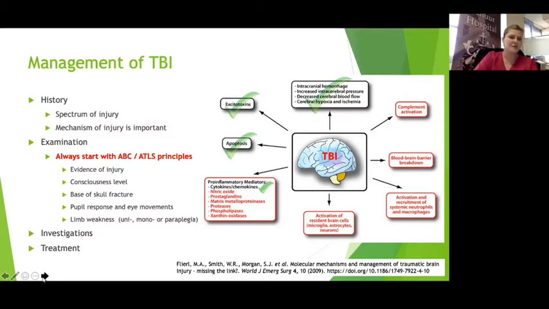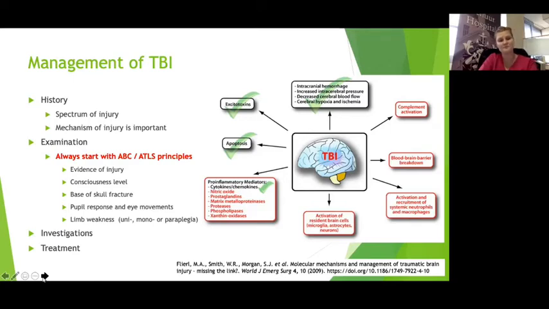It's important to still go through a proper examination for these patients, and the ABC or ATLS principles still hold. We'll talk a lot in this talk about preventing secondary brain injury. You can't even start to try and prevent secondary brain injury if you don't do your ABCs or your ATLS principles properly. I mean, you can't prevent a secondary brain injury if you don't secure an airway, stop the hemorrhage and ensure a good blood pressure, and all of those things that you would do as basic principles.